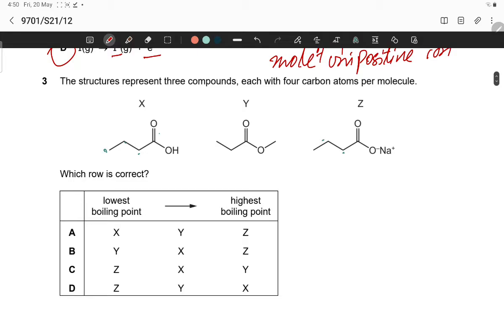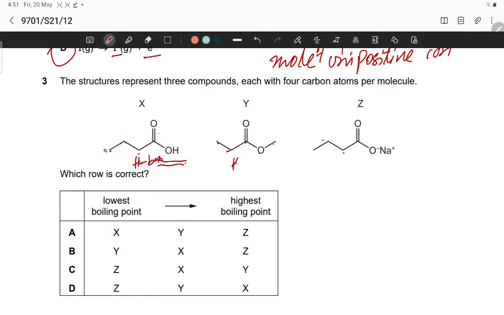The structure represents 3 compounds each with 4 carbon atoms per molecule. Which row is correct? Lowest boiling point to highest boiling point. This is carboxylic acid, OH, and carbons 1 2 3 4. So hydrogen bond is there because oxygen, an electronegative element, is there, H bond.